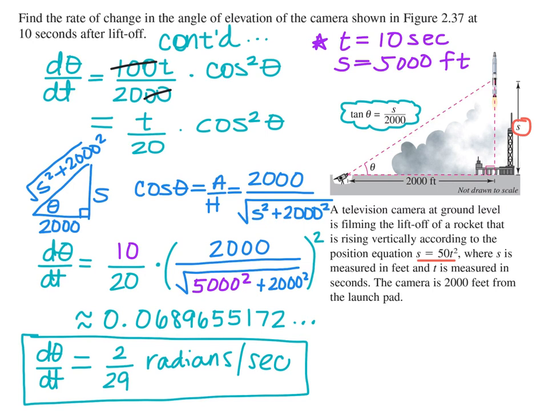And so I end up plugging this all into my calculator, and I get this really long decimal, and using math frac, it's actually a fraction. It's beautiful. So that means that at 10 seconds after takeoff, the angle of elevation is changing at a rate of 2 over 29 radians per second.